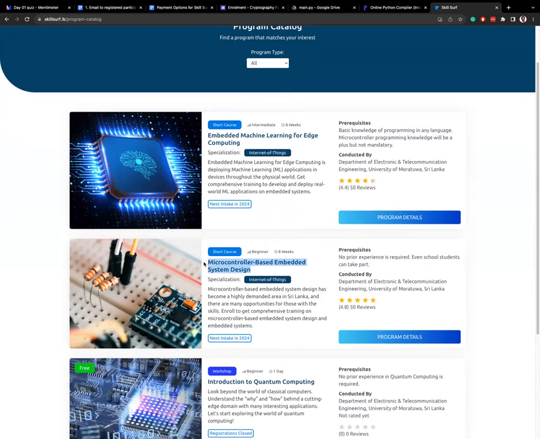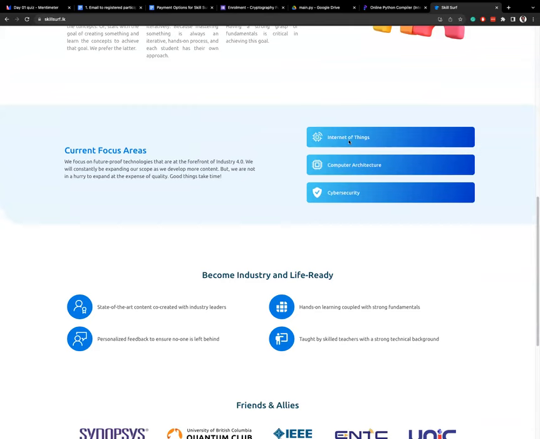So we have mainly three main thematic areas that we work with. That is Internet of Things, Computer Architecture, and Cybersecurity. Under Internet of Things, we looked at microcontrollers, edge computing, all these things. Under computer architecture, we looked at processor design. And under cybersecurity, this is our first course.